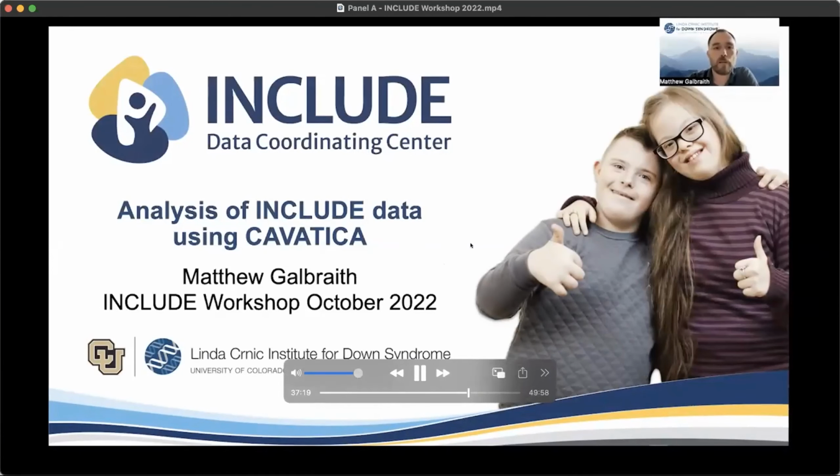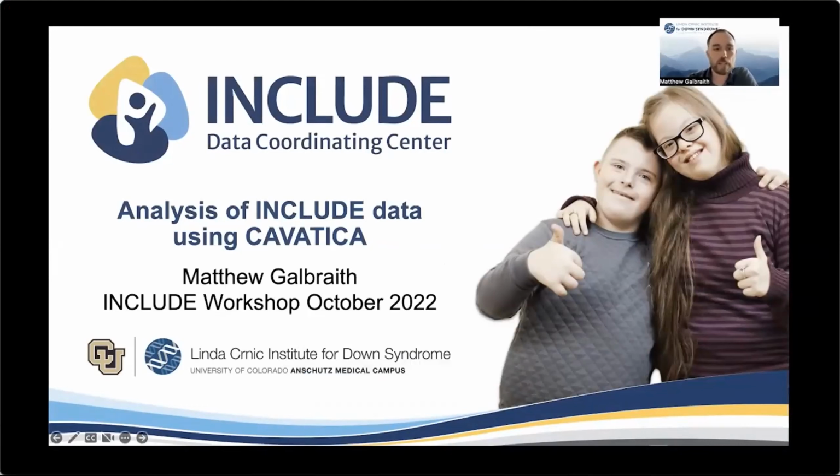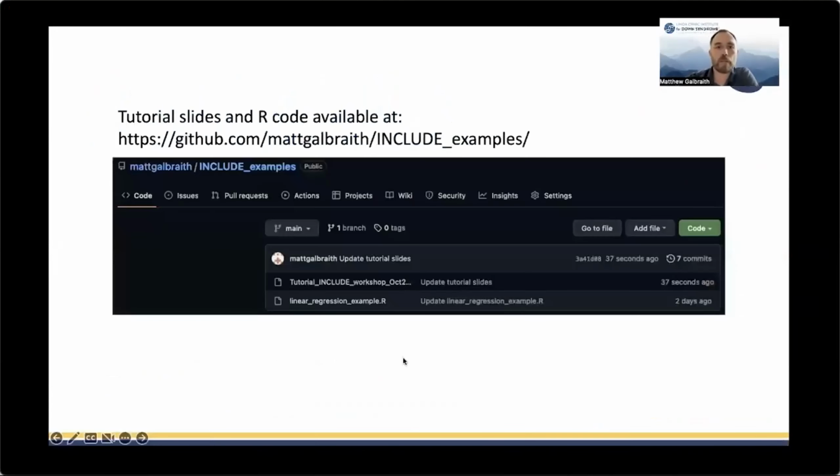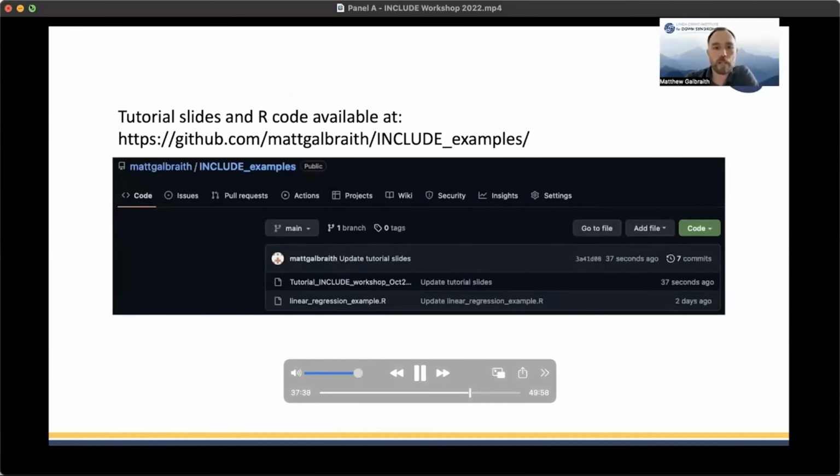How to find a data set within the Include Data Hub and push that over to the Kavatica platform for analysis. These slides are a full set of slides detailing the steps I'm going to go through here, and the R code I'm going to use are available at GitHub. Feel free to get in touch with me on there. We'll also make these available through the Include Data Hub.